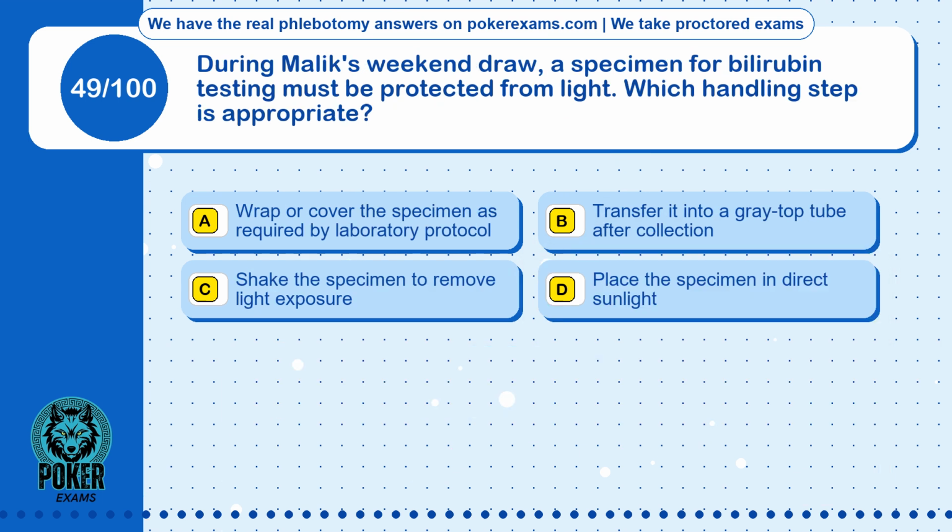Question 49. During Malik's weekend draw, a specimen for bilirubin testing must be protected from light. Which handling step is appropriate? Option A, wrap or cover the specimen as required by laboratory protocol. Option B, transfer it into a gray top tube after collection. Option C, shake the specimen to remove light exposure. Option D, place the specimen in direct sunlight.